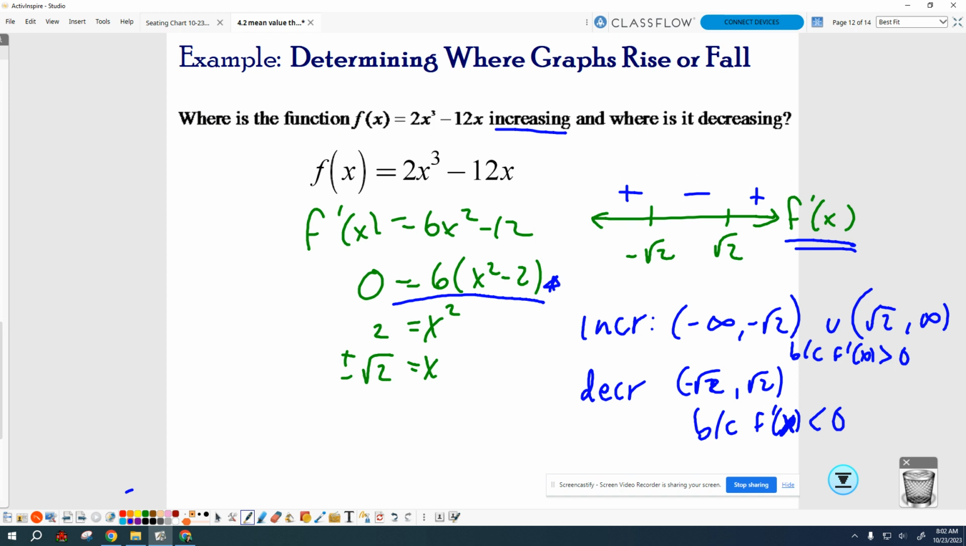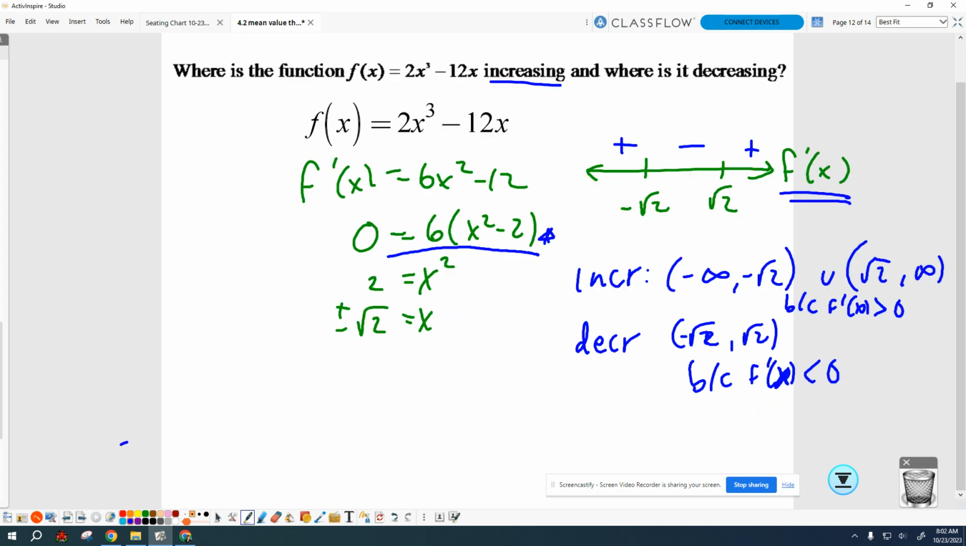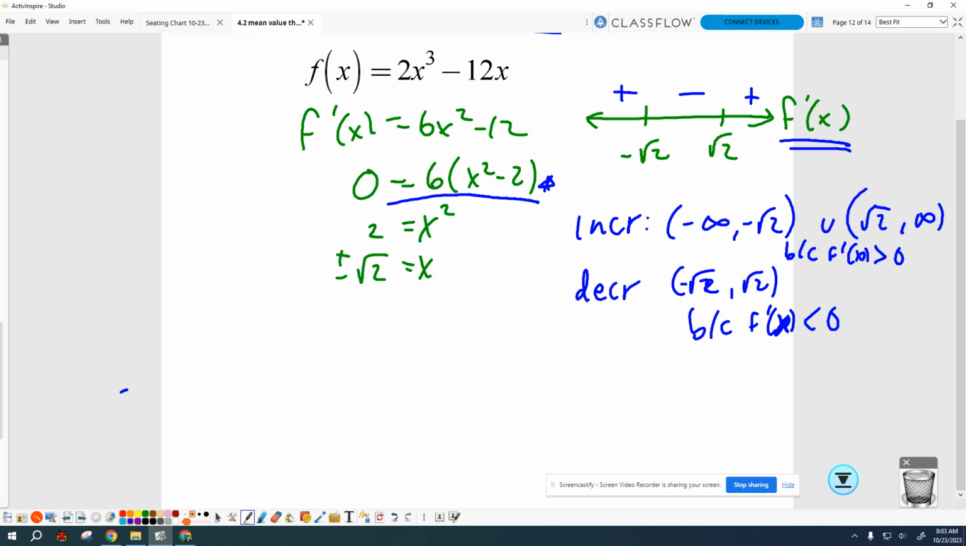So you don't need to give lots of words. You can give just the math statement. F prime is greater than 0, increasing. The y values are going up. F prime is less than 0, the y values are going down. But the number line is not enough.